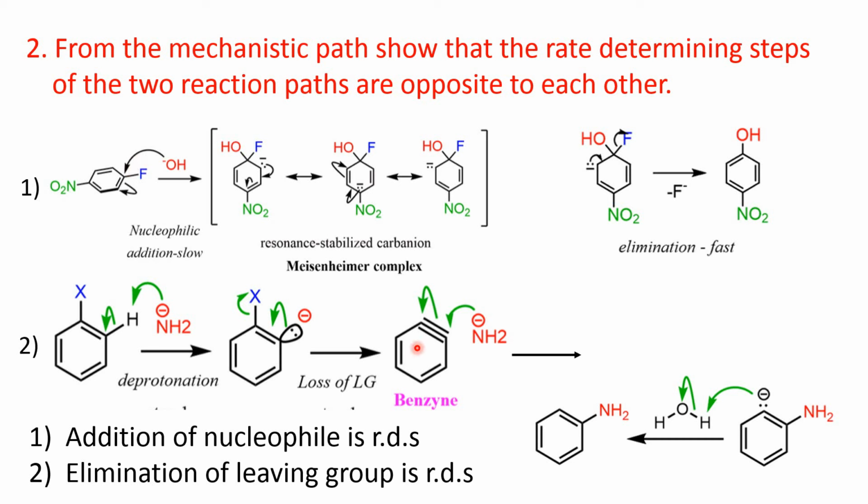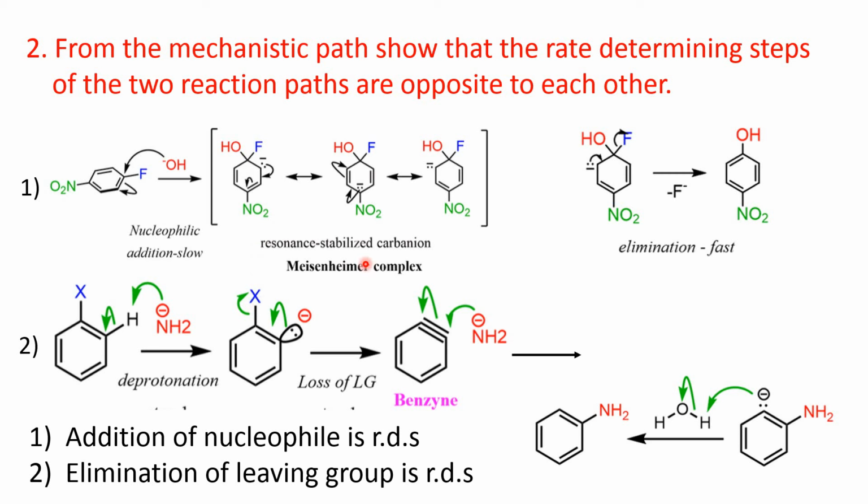Though it consists of two steps, one is deprotonation, one is loss of leaving group, and it depends which one will be the actual rate determining step. That will depend on the halogen, which I discussed in my previous video. So in these two mechanisms, the rate determining steps are just opposite to each other. One is addition, another one is elimination.